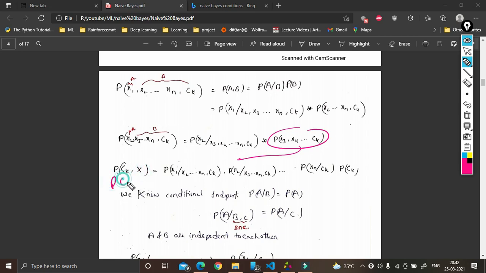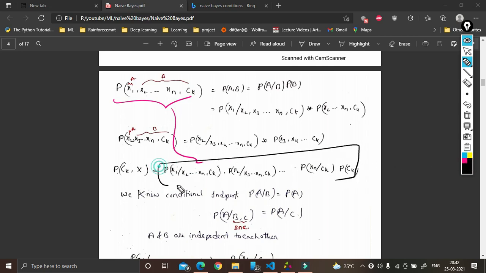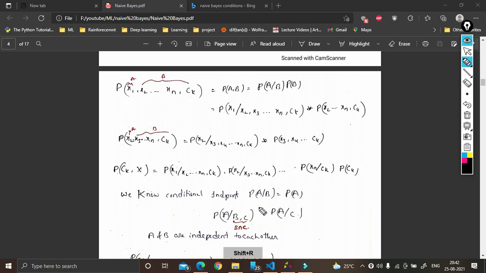By applying this whole thing, we will finally get probability of ck comma x, that means probability of ck, x1 comma x2, x3. For this, we will get the whole equation.